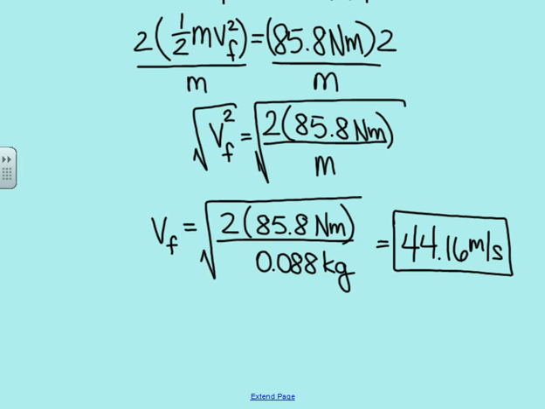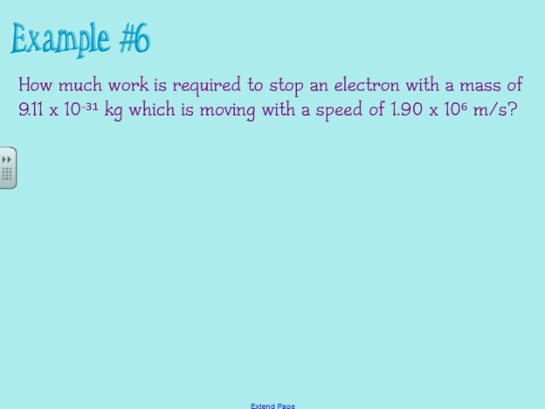Let's look at another example. In this one, we want to know how much work is required to stop an electron when it's moving at a speed of 1.9 times 10 to the 6th meters per second. Again, if you see a problem that has something to do with force and something to do with velocity, or something to do with work and velocity, that is an immediate hint that you'll be using the work-kinetic energy theorem.